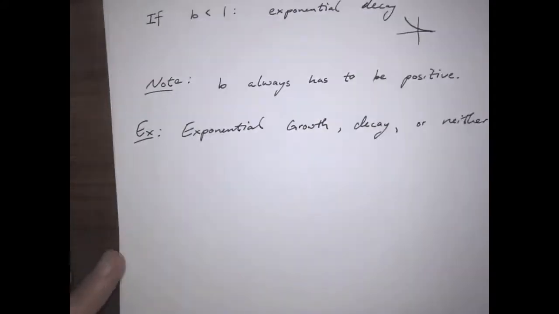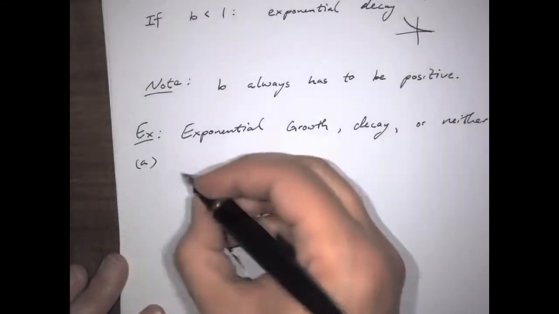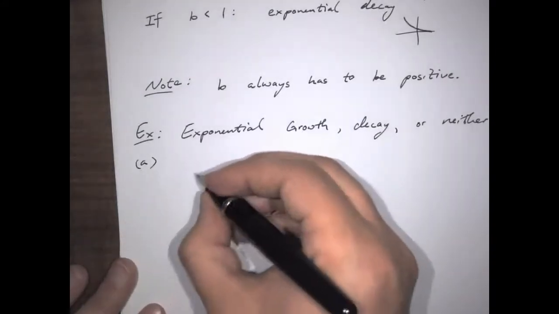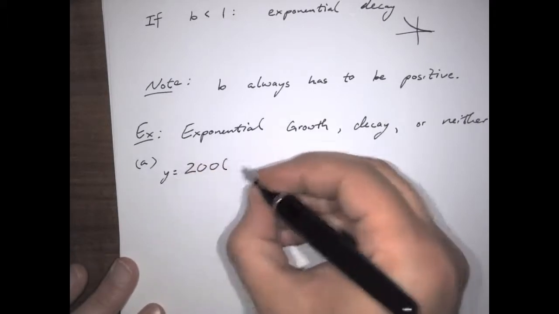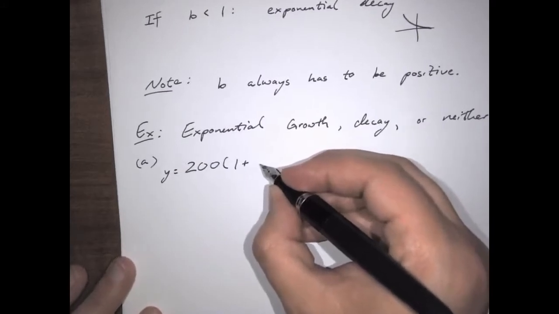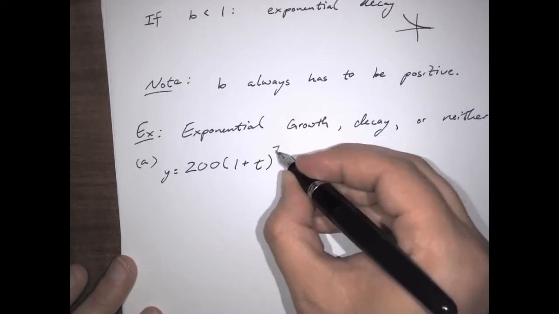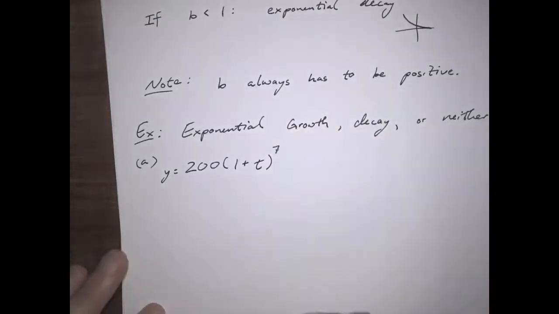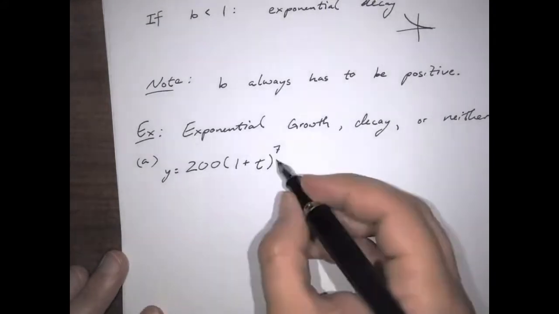Exponential growth, decay, or neither? So first, let's take something like y equals 200 times (1 plus t) to the power of 7. So first off, is this exponential growth, decay, or neither?